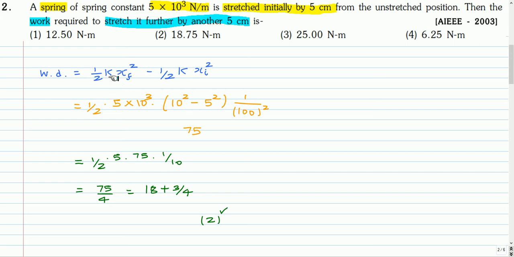So using the value of K, the spring constant as 5 into 10 cube and the final extension as 10 centimeters and the initial extension as 5 centimeters. And to convert centimeter square to meter square, we have to divide it by 100 square. So it will come out to be 75 by 4 and this is 18 plus 3 by 4. So the correct option is option 2.